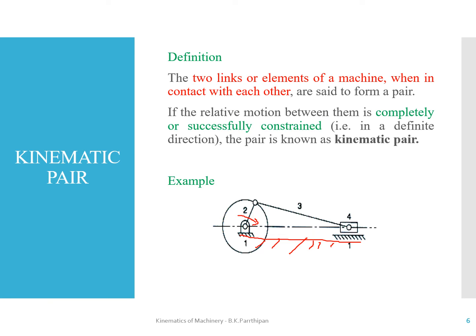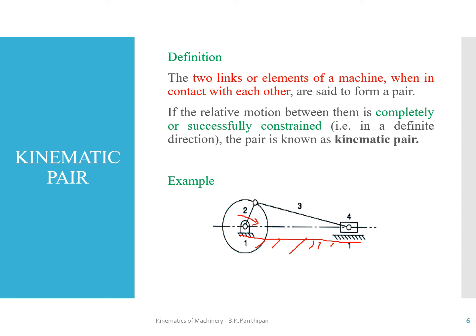So link number 1 and link number 2 form one kinematic pair. Link number 2 and link number 3 will form one kinematic pair. Link number 3 and link number 4 will form one kinematic pair. Link number 4 and link number 1 are connected together to form one kinematic pair. In short, two links are joined to form a kinematic pair.